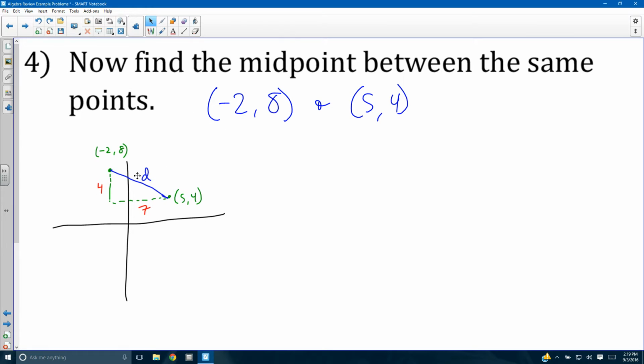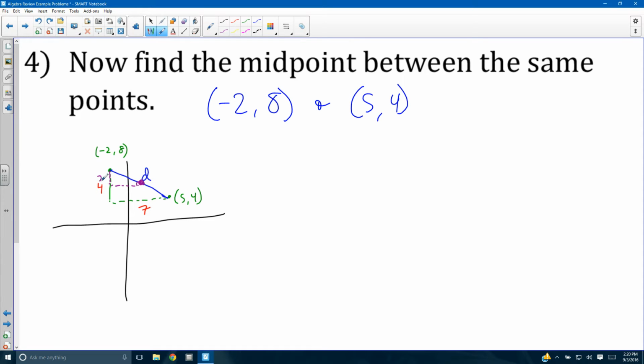I may either take the average of the numbers negative 2 and 5 and the numbers 8 and 4, and you'll find your midpoint, which is completely valid, completely sane. But because I have some work here, I'll take half of these distances, and I'll just add or subtract them from one set of numbers. So if I'm going from negative 2, 8 to the midpoint, then I'm going down in the y direction, which means I'll subtract half that value. I'm going to the right in the x direction, which means I'm going to add half that value.